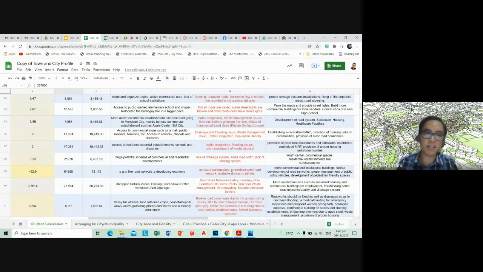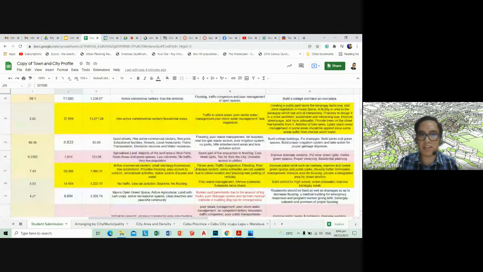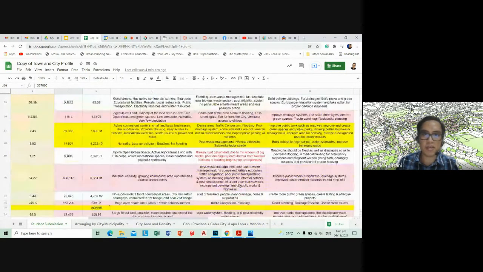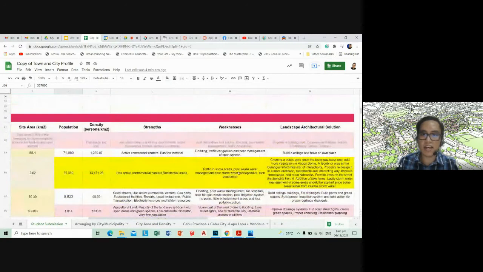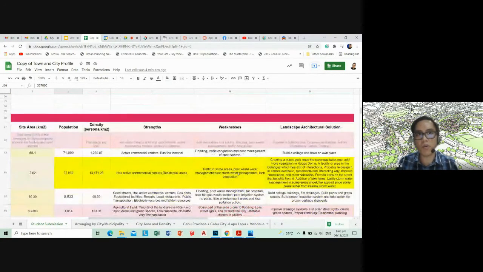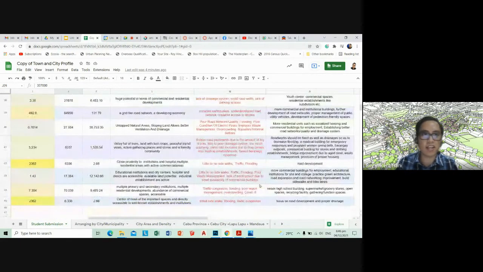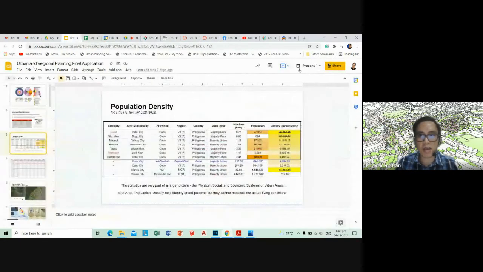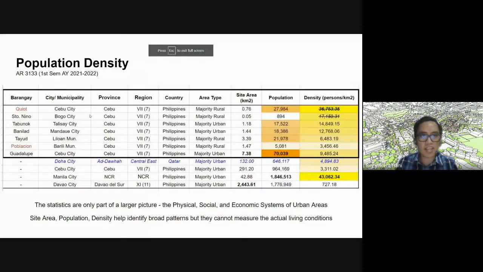There are areas here, like the less populated areas in the different provinces in the Philippines, where there is less pollution, less traffic congestion, etc. But their problems are they want more businesses, they want more economic activity. So there's that balance going on. So going back to my slides over here, just highlighting the areas that I'm more familiar with: Cebu City, Bogo City, Talisay. These are different municipalities and cities in Cebu province.